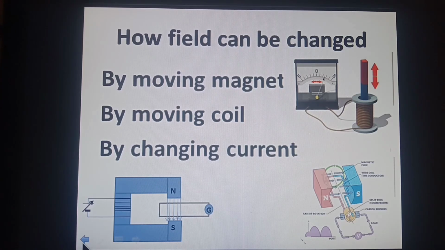Look at this electric magnet. A coil is placed between 2 poles of the magnet, connected with a galvanometer that shows the presence of current in the coil. If the magnet is at rest, the coil is at rest, and we change the current in this electric magnet, the magnetic field passing through the coil changes, that produces current in the coil. So these are the 3 ways by which we can change the magnetic field. Number 1, by moving the magnet. Number 2, by moving the coil. And number 3, keeping the magnet and coil at rest, just by changing the current.